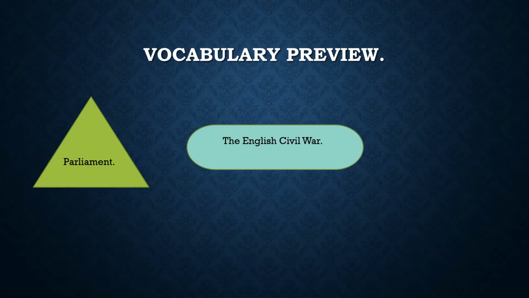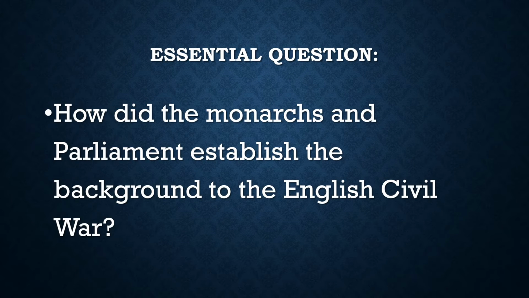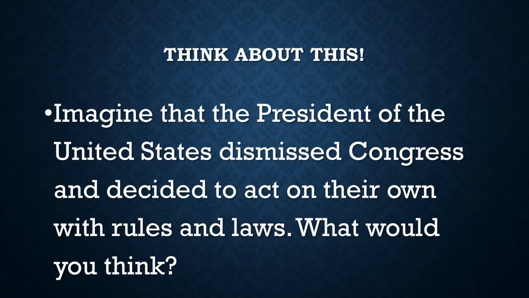Here's our vocabulary preview: Parliament and the English Civil War. And our essential question: how did the monarchs and Parliament establish the background to the English Civil War? So we're going to look at what was going on that caused the English Civil War. Another way to think about that question, I want you to think about this.